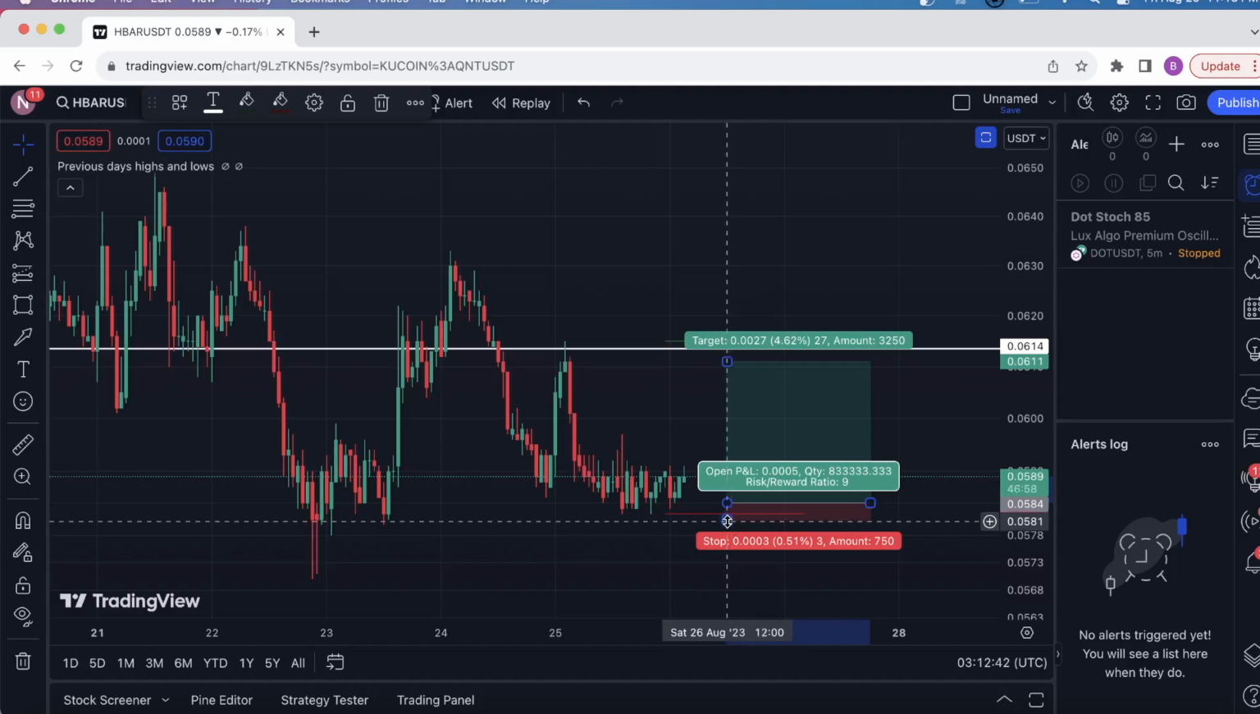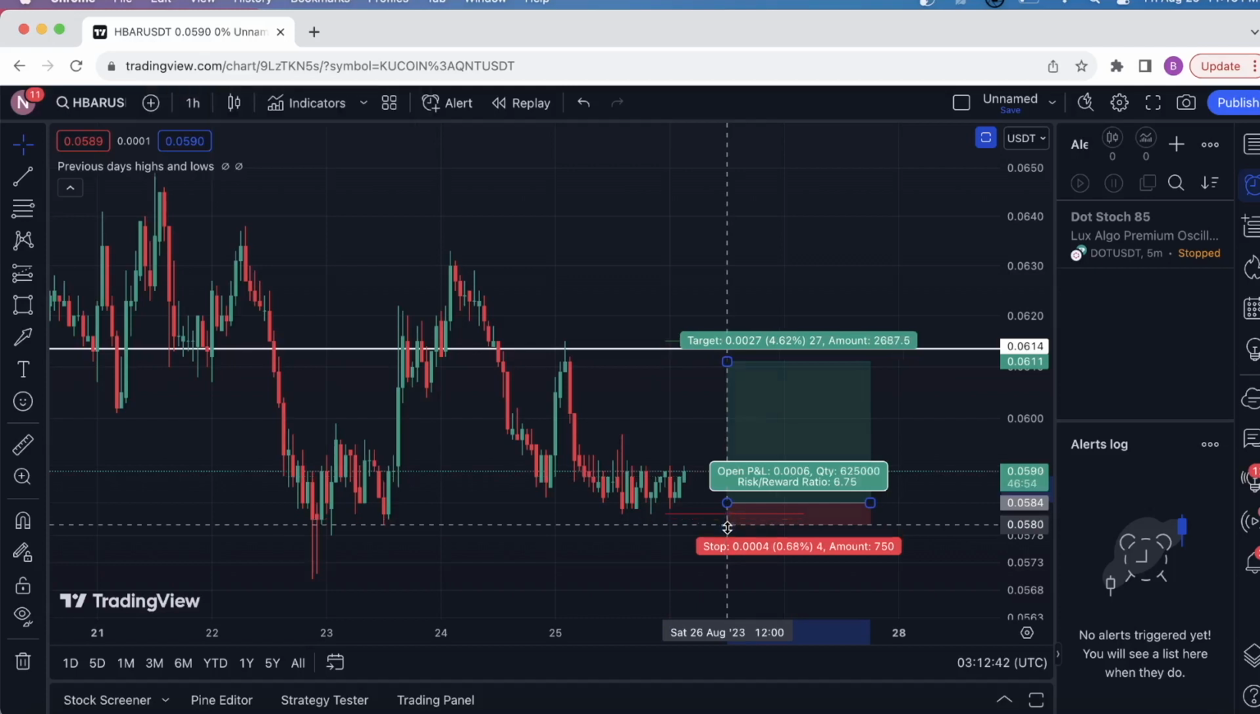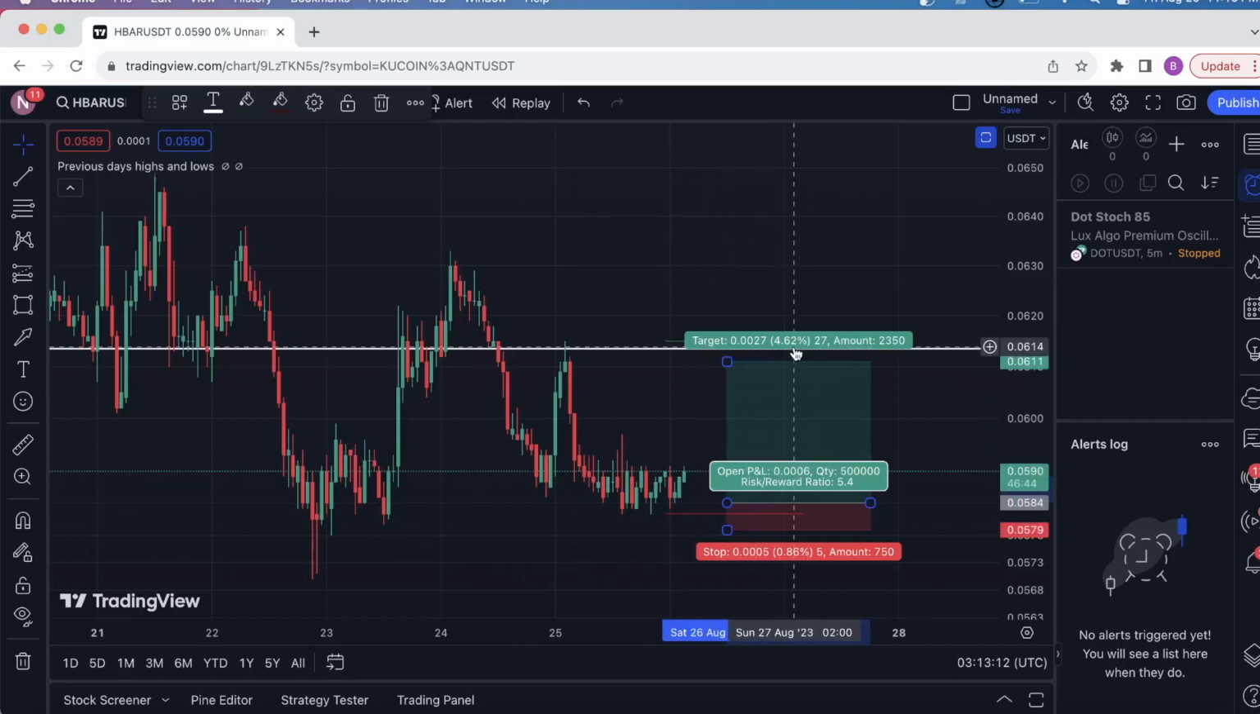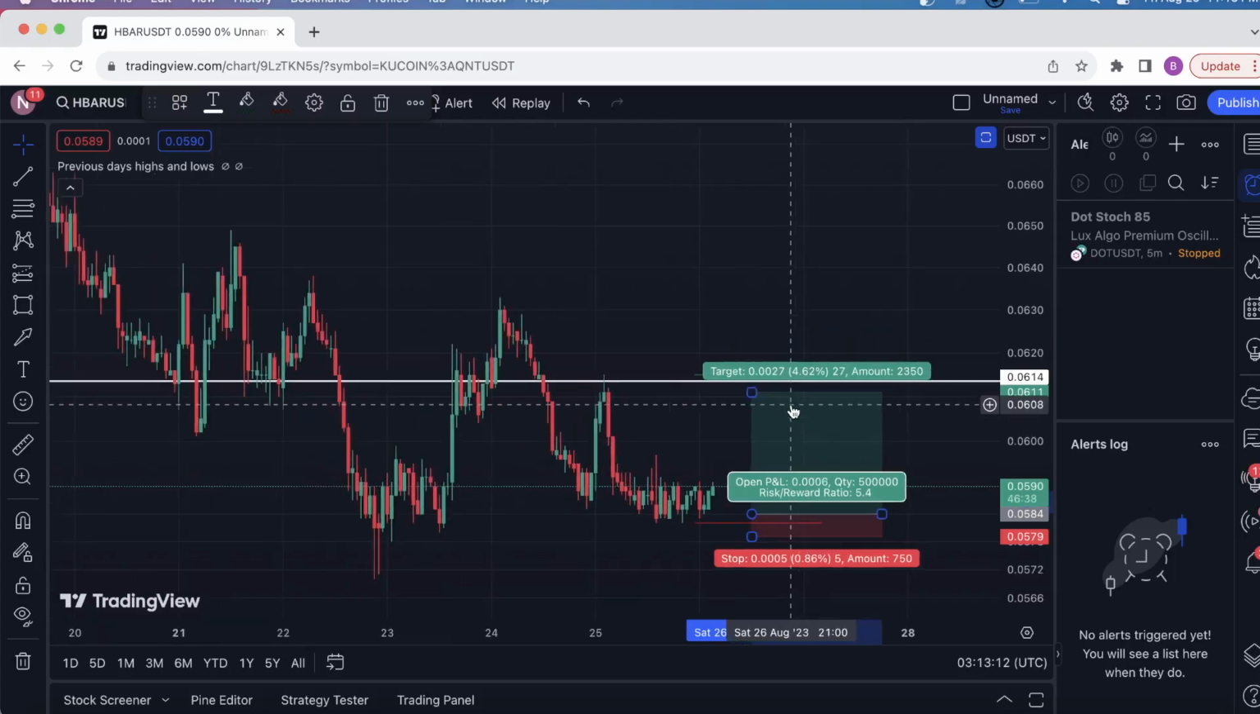That's amazing. Actually, you know what? Even if I was a little bit looser with my stop loss, I'd like to get it below this right here. Again, even with that extended stop loss, I'm risking less than 1% to potentially get almost 5% to the upside. And the risk reward ratio on that would be 1 to 5.4.